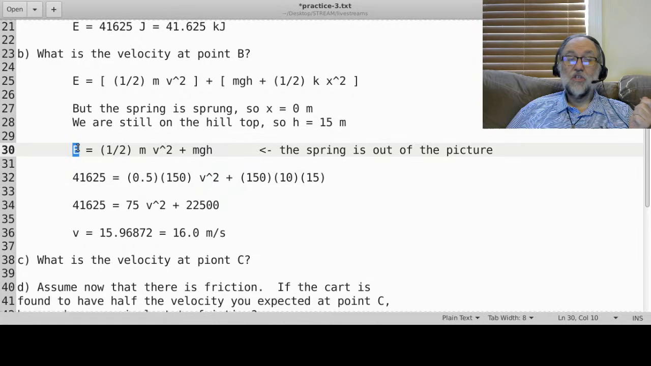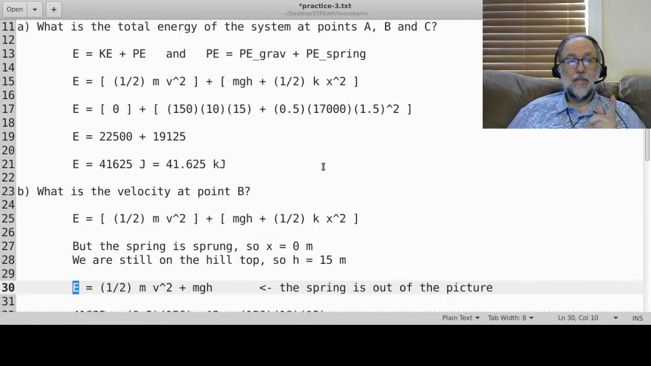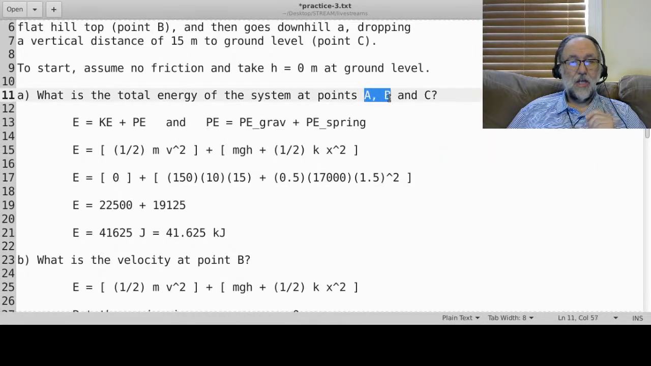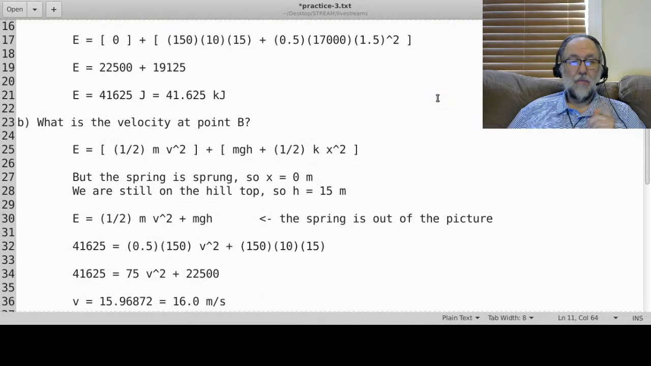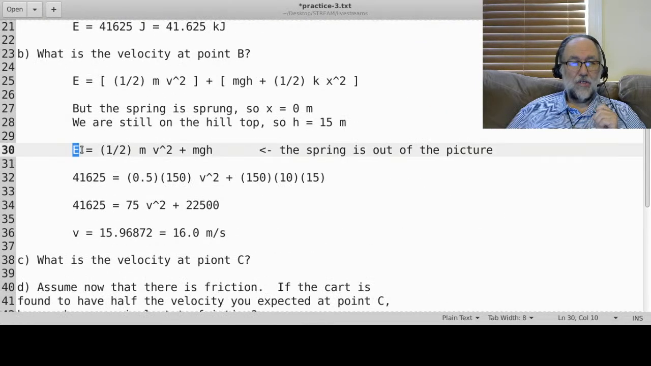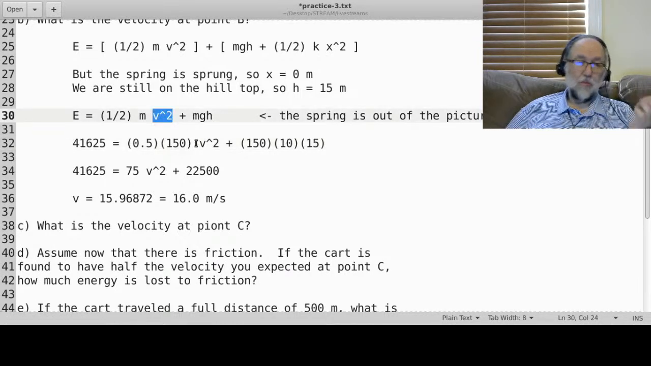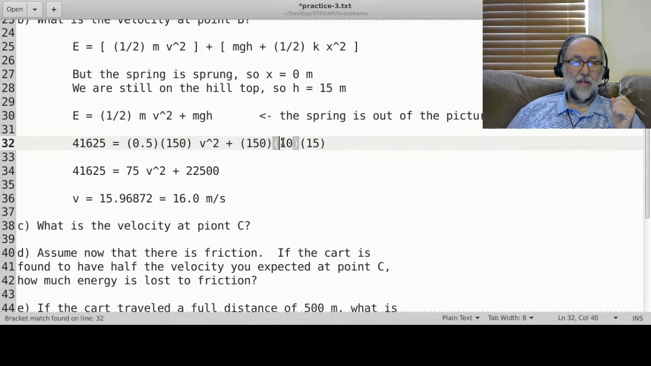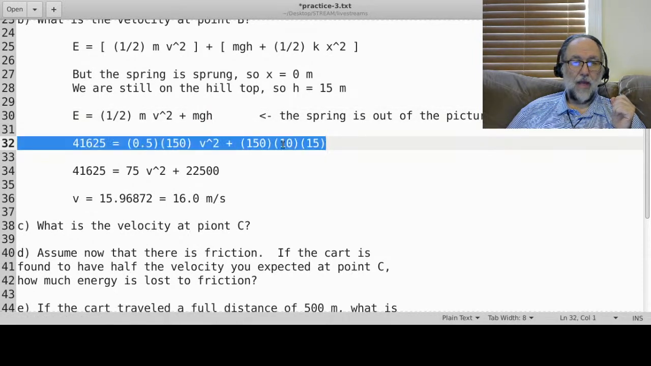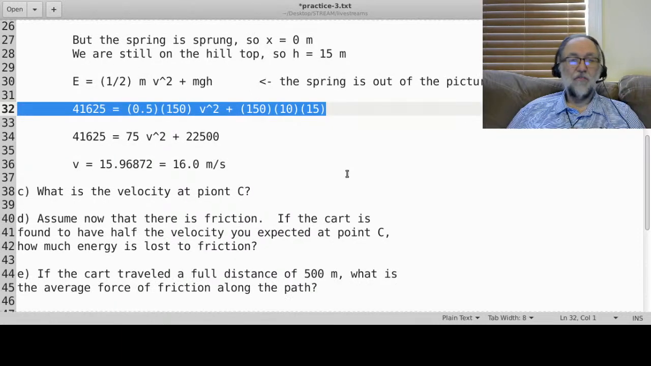And you say, well, do I know the energy? Yes, you do, because that's the point of question A. The energy at A, B, and C is the same, and so you know what that energy is: 41,625 joules. And so you can substitute in for E, you can substitute in for M, you can't substitute in for V, but that's what we're solving for anyhow. And the mgh is 150 times 10 times 15. So just solve for v in that.